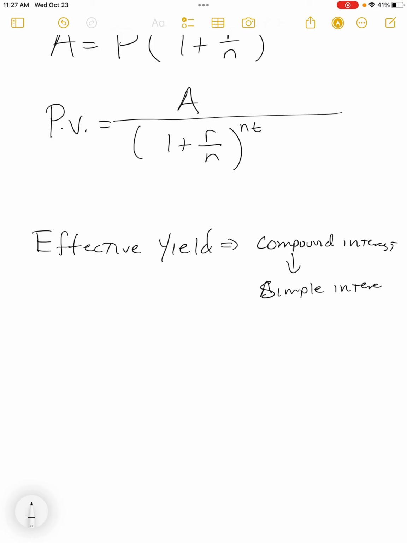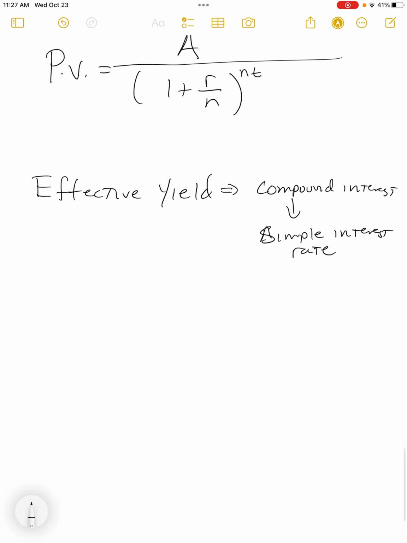And there's a formula to do that. The effective annual yield has a symbol y. And so y is equal to (1 plus r over n) to the n, minus 1. That's the formula that we're going to use whenever they ask us an effective yield problem.